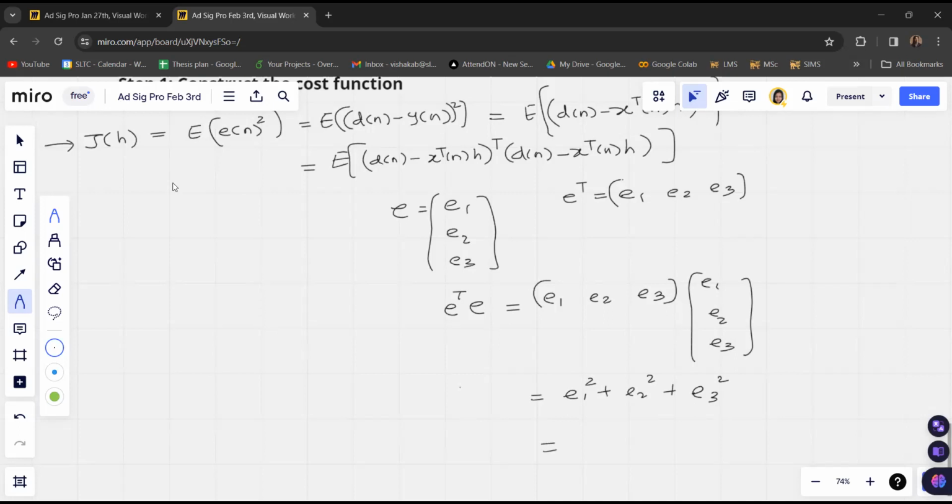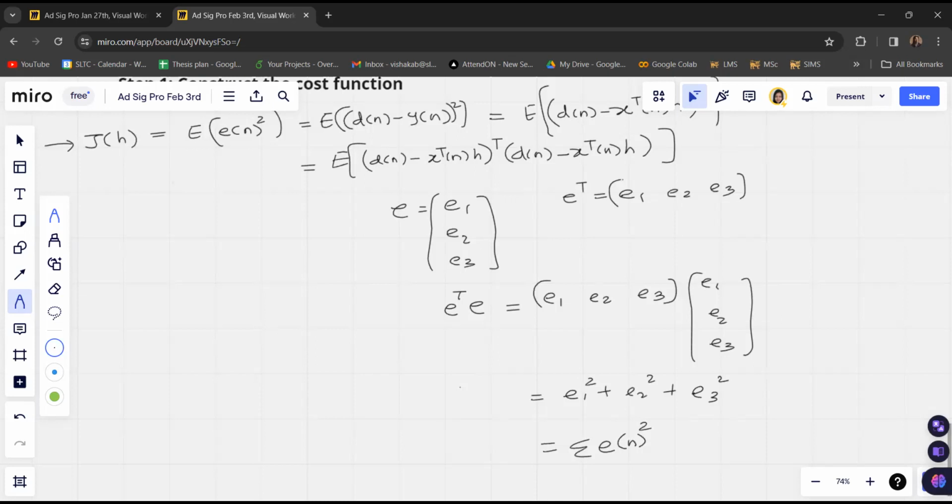And so this will be equal to the case where I take the square of each of the values of the vector, and then I take the sum. It's something like this.